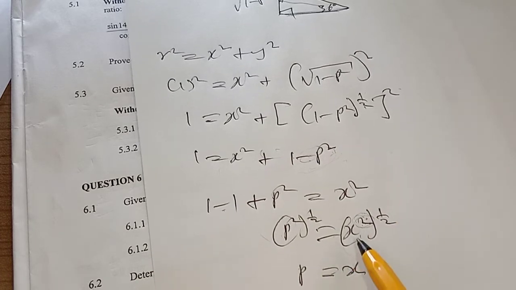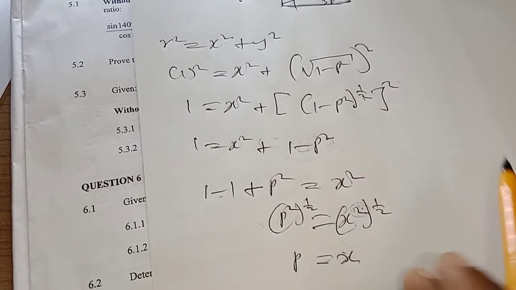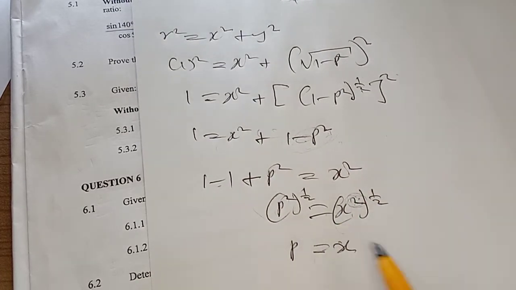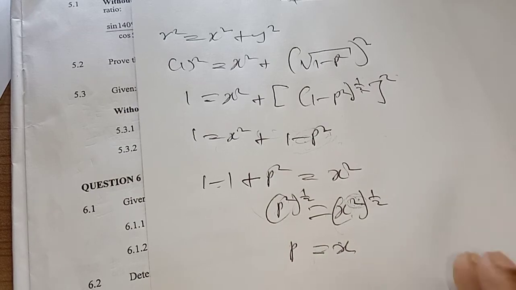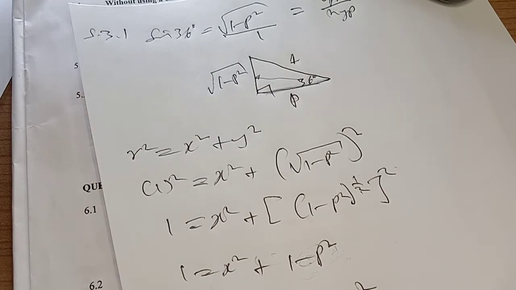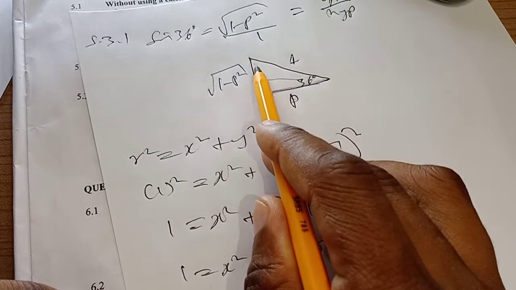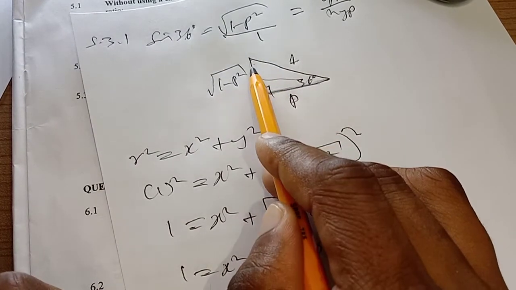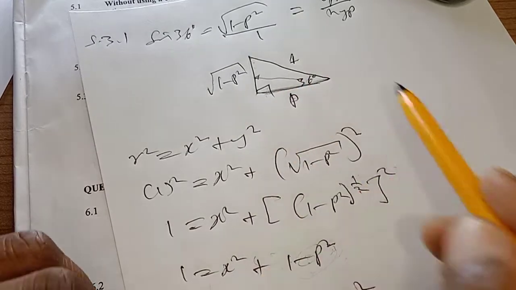Remember, 1 over 2 is a square root, and a square root is plus or minus. But in this case, we're just dealing with the length, and length is just positive. Then here it means we have p there. Then we must get this angle. Remember, this one plus this one plus this one should give us what?